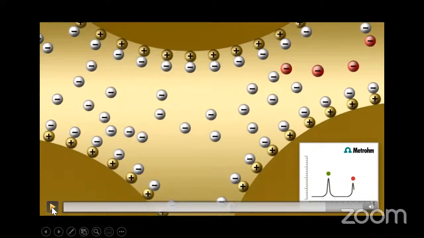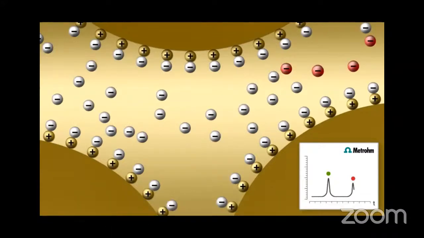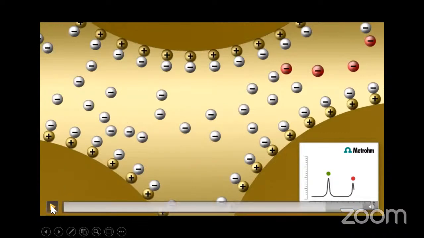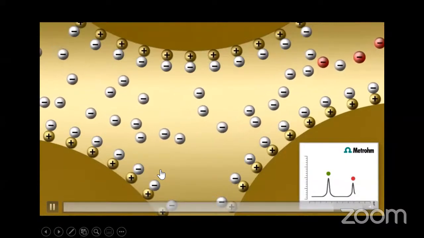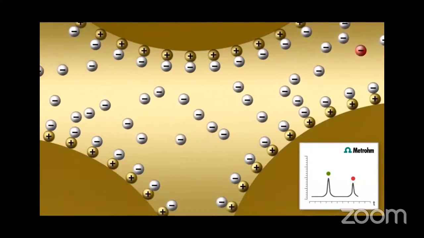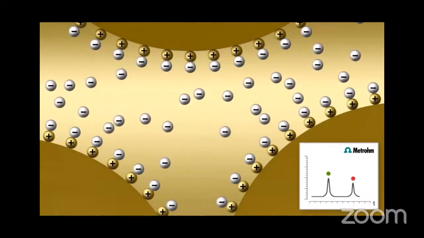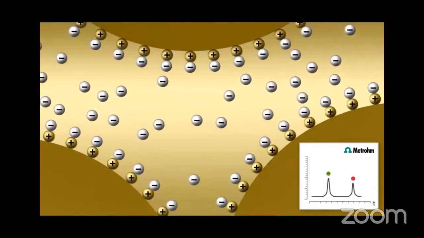So there are two exchanges happening. That is the reason it is called ion exchange chromatography. Hope I am clear. In case you have doubts, we can always discuss. So this is how ion exchange chromatography happens.